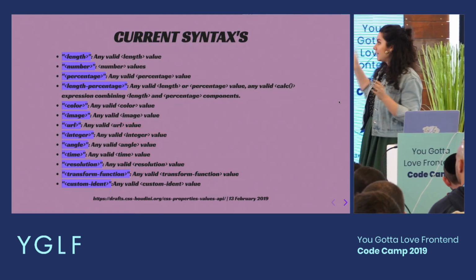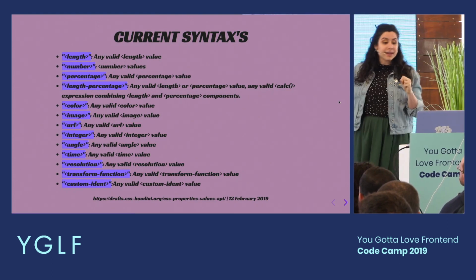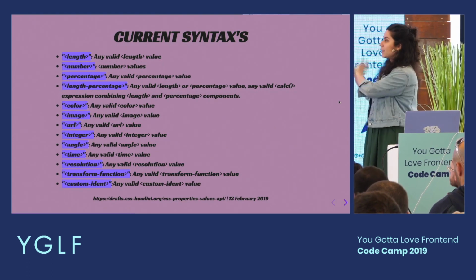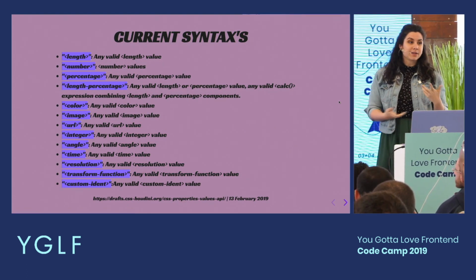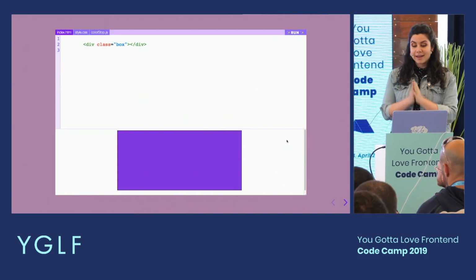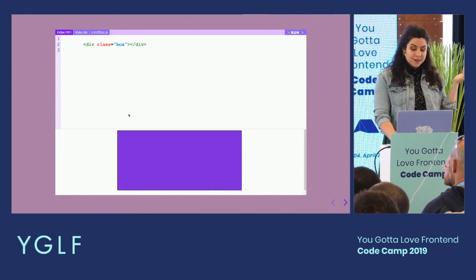The current syntax available for this API is length, number, percentage, color, image, URL, integer, angle, time. So there are a few different things that you can do here to teach the browser how you want it to understand your code. Another cool thing about custom properties is you can set default values. So what I mean is this.